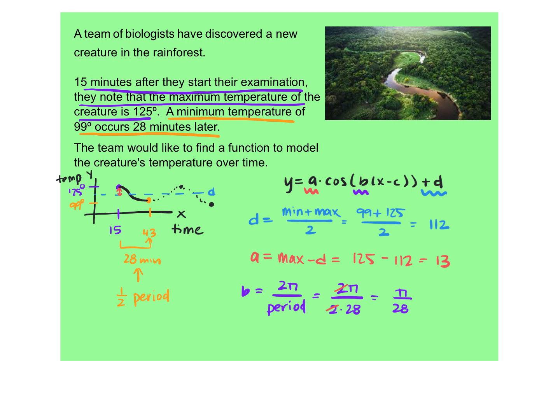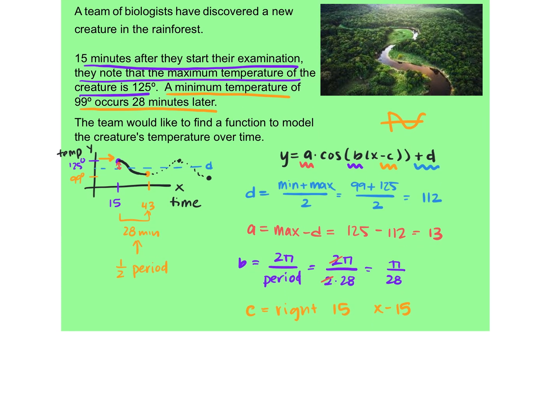Last but not least, we have the shift. With cosine, again, it starts at the maximum. So I'm going to think about the shift into the time. How long did it take into the experiment for that creature to reach the maximum? And I can see that it took 15 minutes to get to that maximum. So this is a shift to the right by 15. So I need to have x minus 15 in my function model.